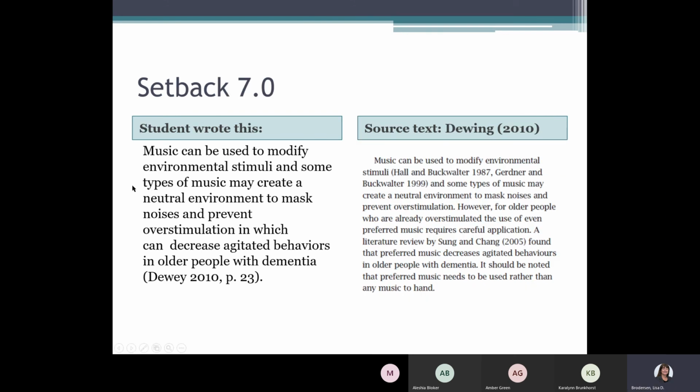Okay. Setback 7 then. The student wrote that music can be used to modify environmental stimuli, and some types of music may create a neutral environment to mask noise and prevent overstimulation, which can decrease agitated behaviors in older people with dementia. Credited to Dewey et al. Now this is the source, and the author of the source is actually Dewing, not Dewey. And you can just compare those two.